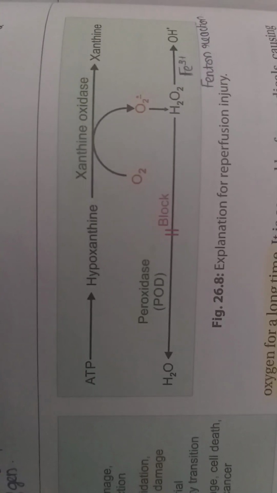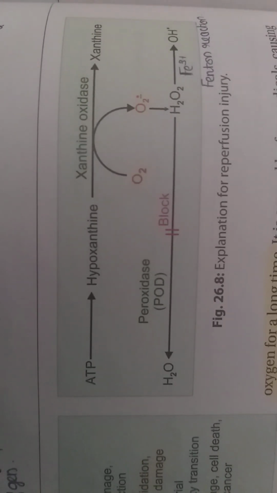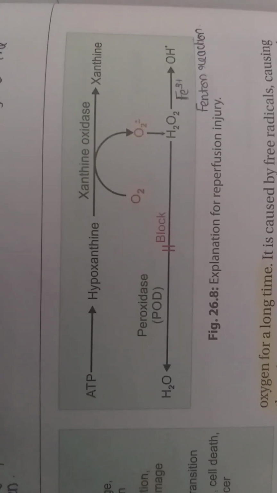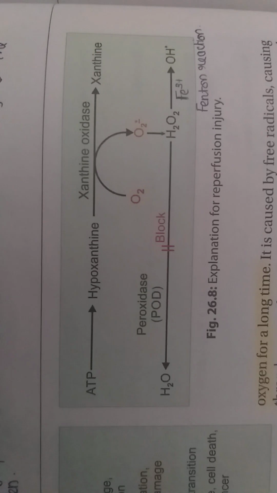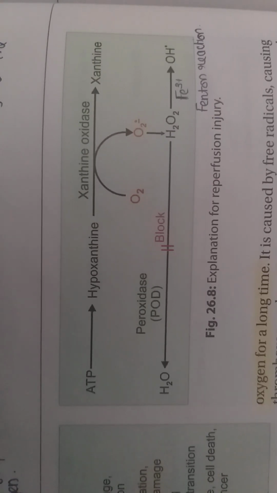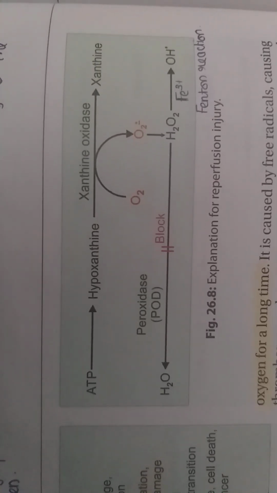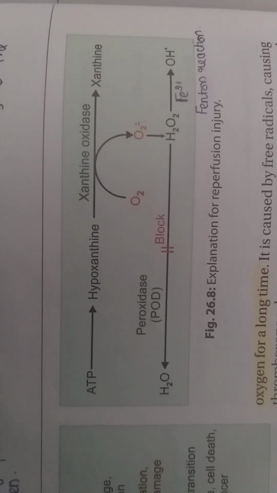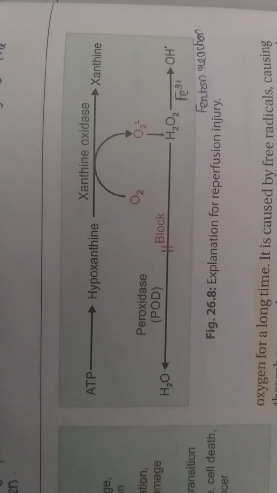In reperfusion injury after myocardial ischemia, the damage is caused by free radicals. During ischemia, the activity of xanthine oxidase is increased. When reperfused, this causes conversion of hypoxanthine to xanthine and superoxide anion. At the same time, the availability of scavenging enzymes is decreased, leading to aggravation of myocardial injury. Allopurinol, a xanthine oxidase inhibitor, reduces the severity of reperfusion injury.